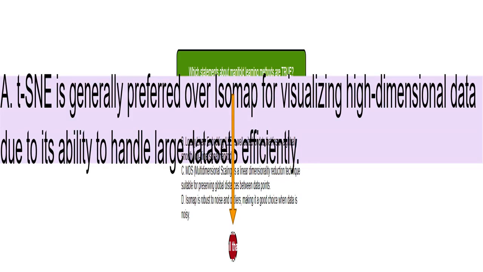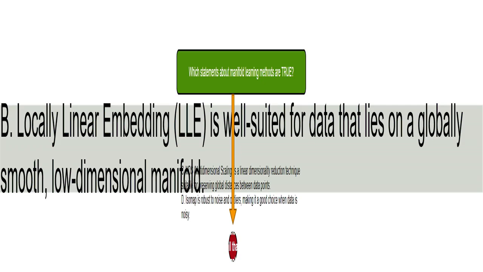This statement is false. While t-SNE is great for visualization, it's computationally expensive and doesn't scale well to massive datasets. Isomap is often a better choice for larger datasets because it is more computationally efficient. This statement is true. LLE shines when you have data that forms a smooth, low-dimensional structure within a higher dimensional space. It excels at preserving local neighborhood relationships.